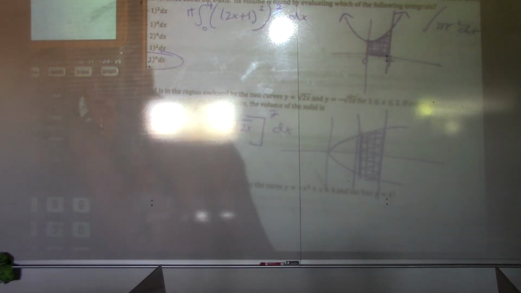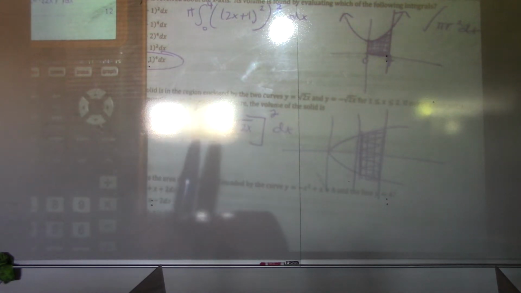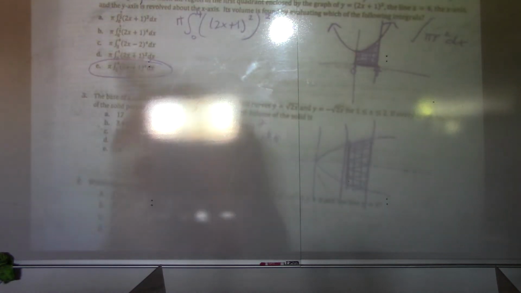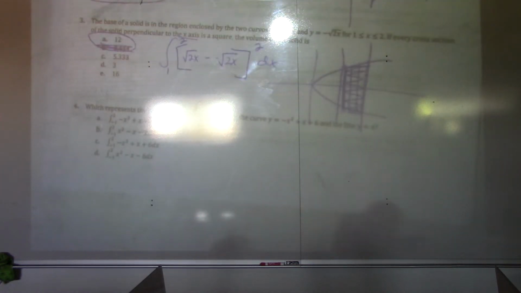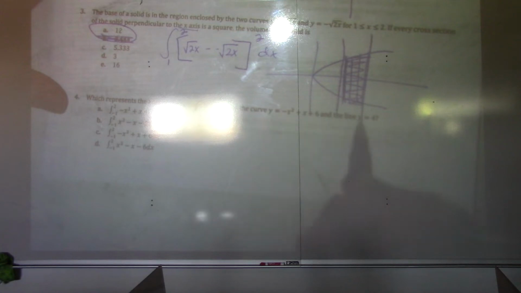Oh, I didn't square it. I forgot to square. Oh, there we go. So you should get 12, which represents the area of the regions bounded by the curves.